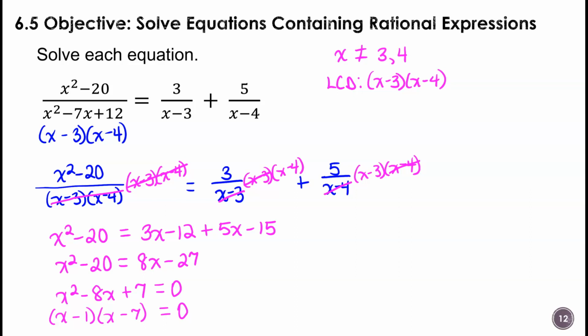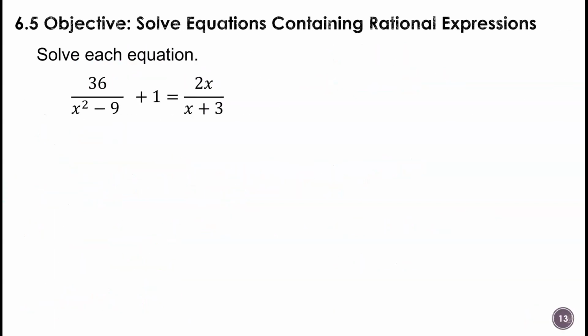And then we set those two factors equal to 0 and solve for x. So 1 and 7 are our two solutions, and that's it. Of course you can go back and check the 1 and the 7 in your original equation, but neither of those are excluded values, so that is good for this one. All right, so we have one more.